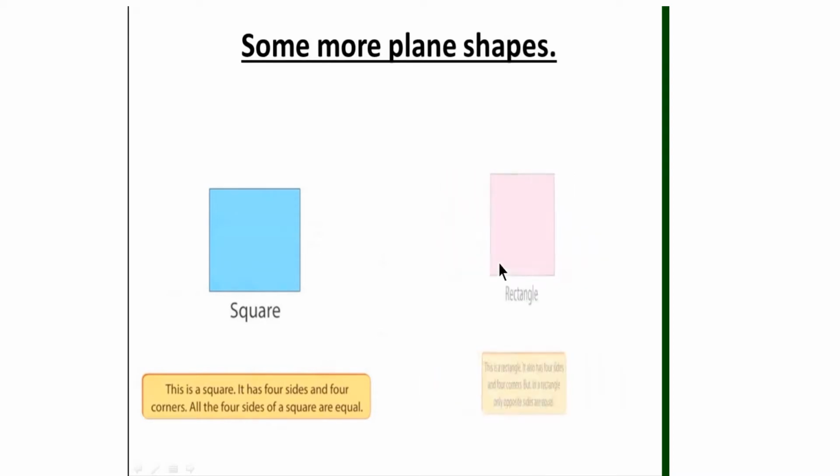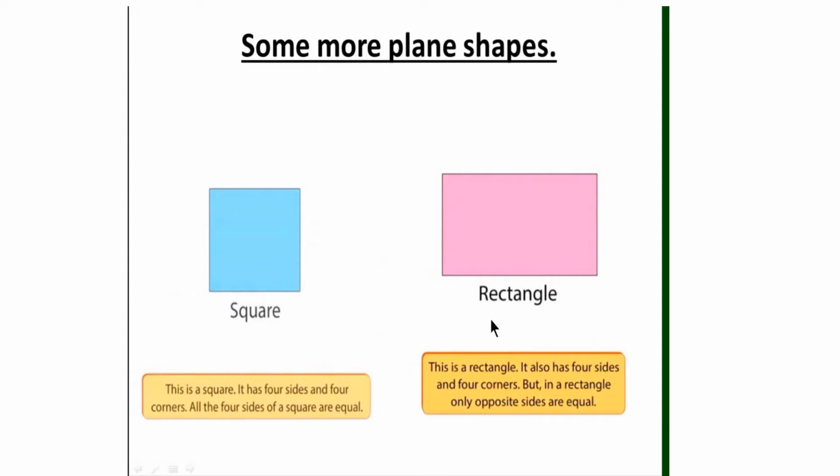Let me show you one more example of a plane shape. What is this? Excellent, this is a rectangle. Very good. A rectangle also has four sides. Count one, two, three, four. And how many corners does a rectangle have? One, two, three, four. Four corners and four sides. But in a rectangle, opposite sides are equal. See here, this side is equal to this side, and this side is equal to this side.